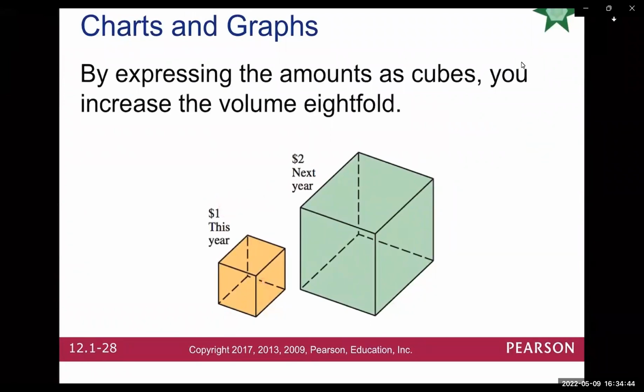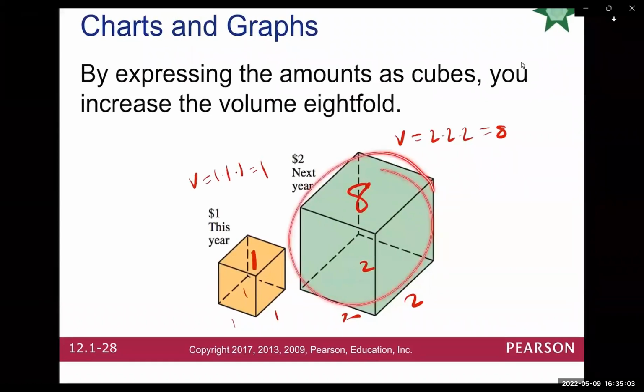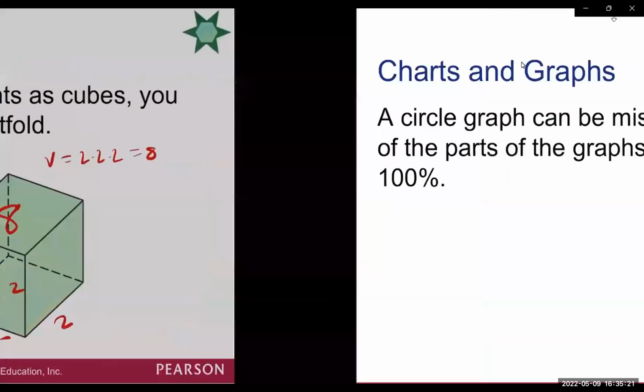But if you make the volume a 2 by 2 by 2, then that's going to be 2 times 2 times 2, which is 8. So this has 8, and this is only 1. So now the cube is 8 times larger, but the stock is only twice as much. So the volume increased by 8. That can be misleading because you can see this and this, and you say, wow, that's such a drastic difference. I'm going to go with this because it's growing so fast, but not quite.